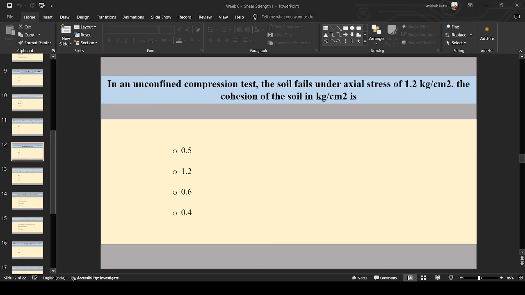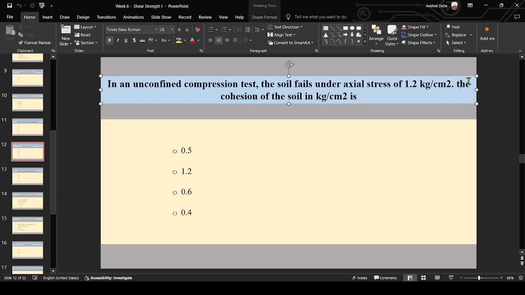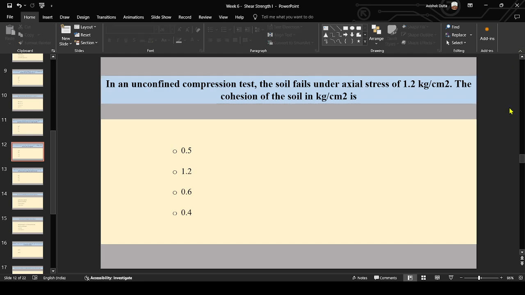In an unconfined compression test, the soil fails under axial stress of 1.2 kg per centimeter square. The cohesion of the soil in kg per centimeter square is. So in this case, the opposite of the last question, the unconfined compression test is carried out and the axial stress is given. Now you have to find out the cohesion. The options are 0.5, 1.2, 0.6 or 0.4.